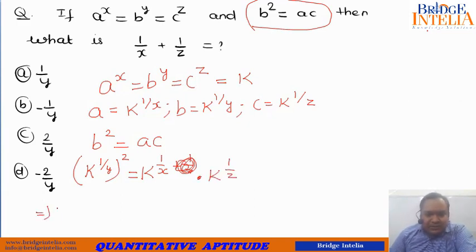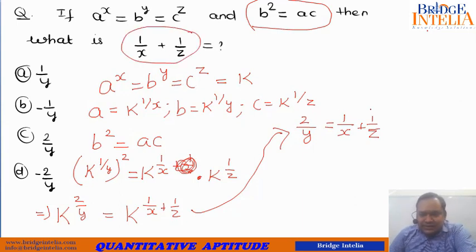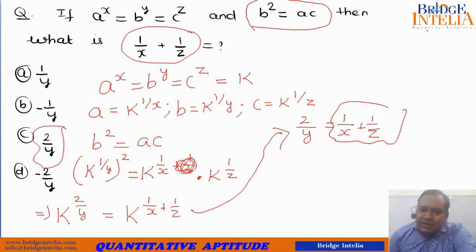So from here you can conclude that k to the power 2 by y is equal to k to the power 1 by x plus 1 by z. So from here what can you observe? You can observe that 2 upon y must be equal to 1 upon x plus 1 upon z. So which option is correct? So this is what we have been asked to find. This is what we have been asked to find. So answer must be 2 to the power y, option C.